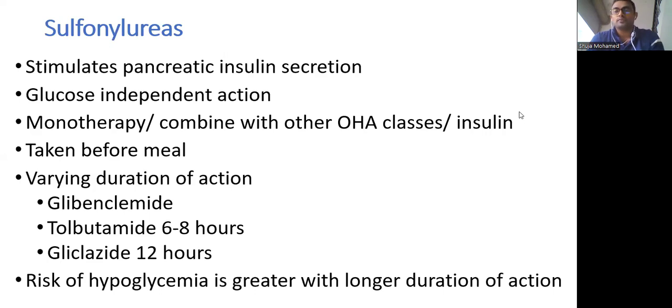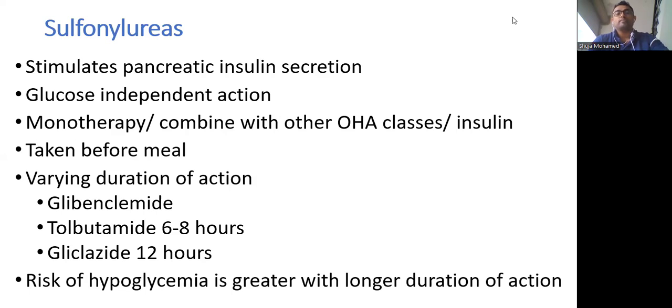And the second group of drugs is sulfonylureas. This is another major class of drug. It also stimulates pancreatic insulin secretion. Metformin stimulates sensitivity for insulin at the receptor level. Know the difference. So it's a glucose-independent action. You can give that as monotherapy or you can combine it with other drugs or insulin.